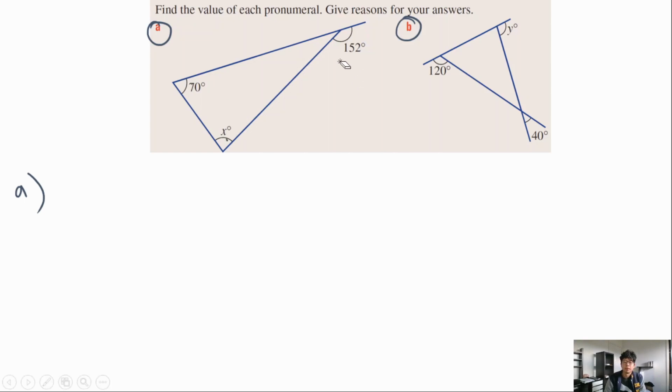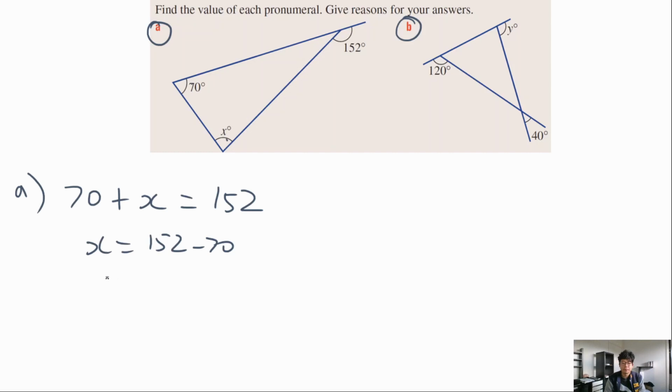Alright, so this time we've got the exterior angle, we don't have that, but we still know that 70 plus x is going to equal 152. So we can do x equals 152 minus 70. So x will equal, let's work that out up here. 2 minus 0 equals 2. 15 minus 7, that gives me 8. So we know x equals 82 degrees there. Give yourself a tick if you got that correct.